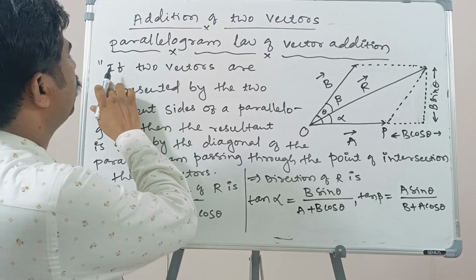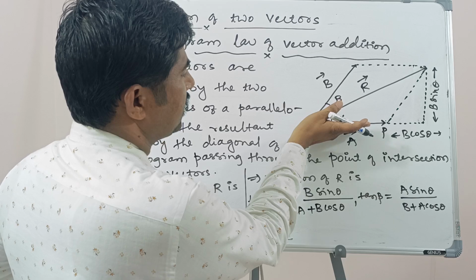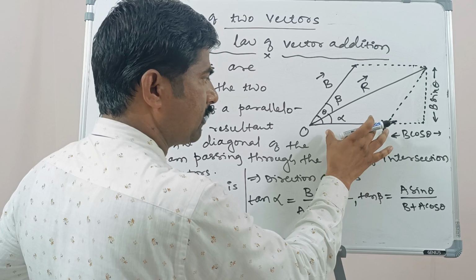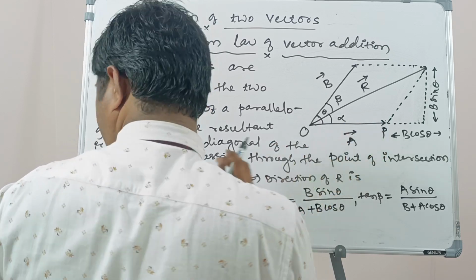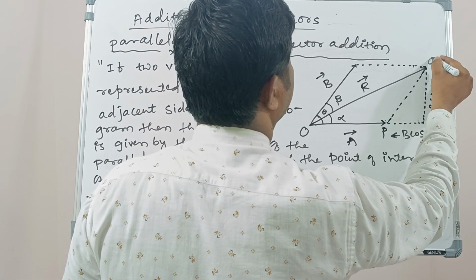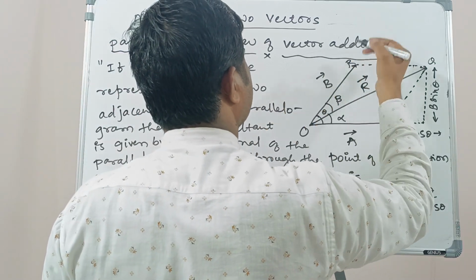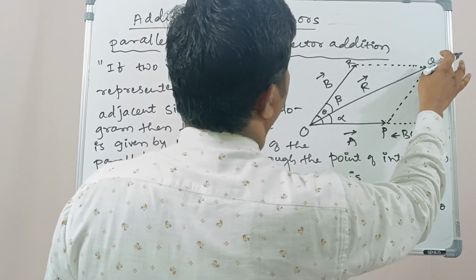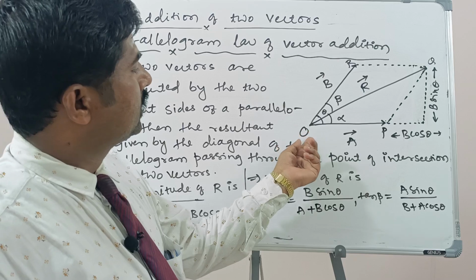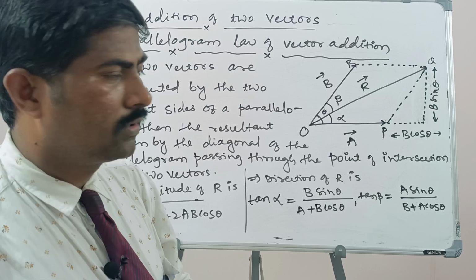So here, if two vectors are represented by the two adjacent sides of a parallelogram, A is adjacent to B. So this is vector A, OP is one line and that is represented as vector A. Then you can take another point, that is Q point, and this one is R point, clear. OPQR makes a parallelogram, clear. So now OP and OR are the two adjacent sides of a parallelogram.